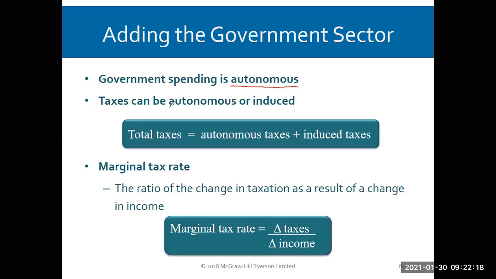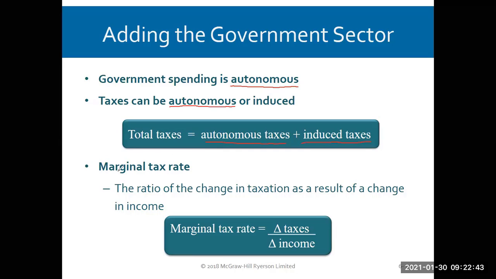Taxes, on the other hand, also have an autonomous component. That would be user fees, for example, or property tax. So those are basically fixed no matter what the level of income in the country is. But there's also an induced tax. That one's not too hard to remember. As the level of income goes up, taxes go up as well, as we all know too well.